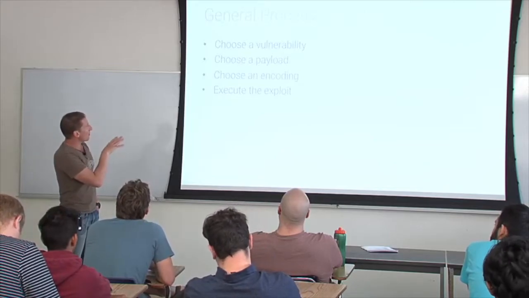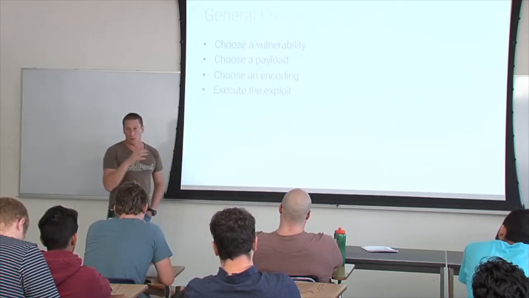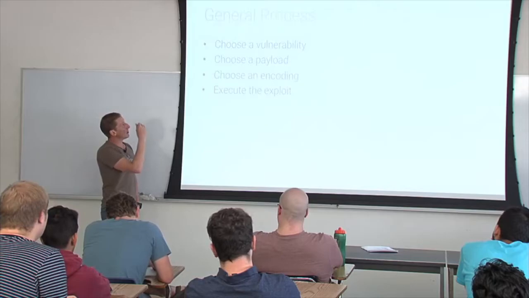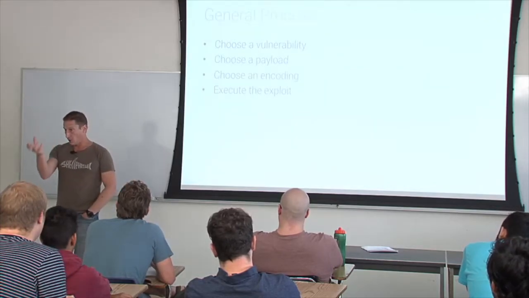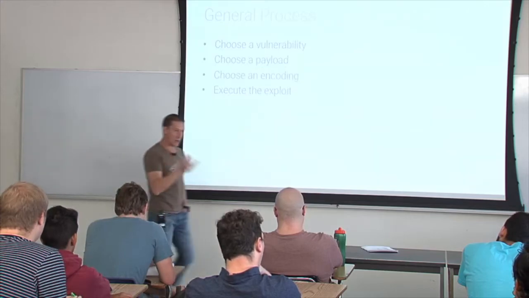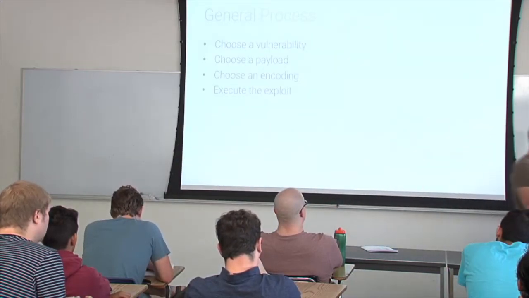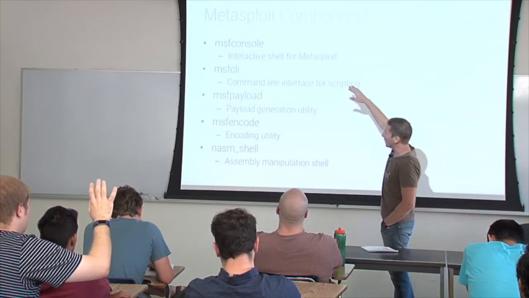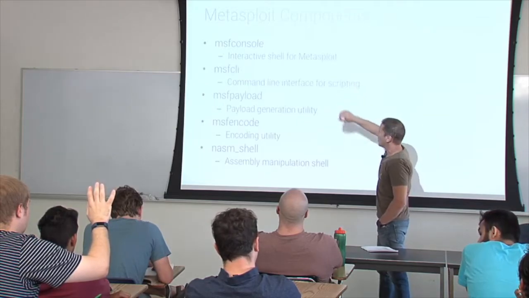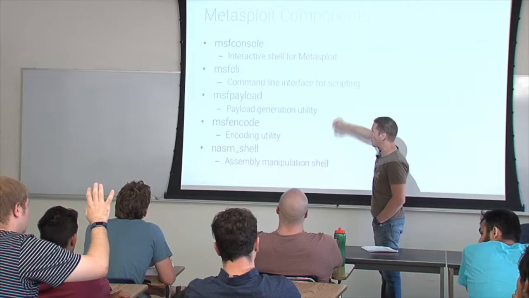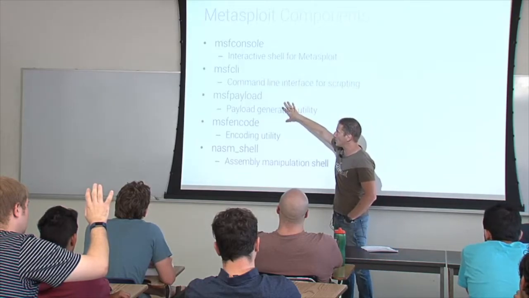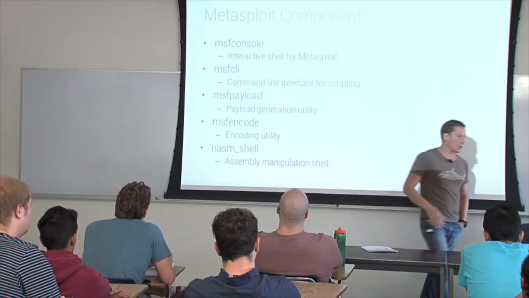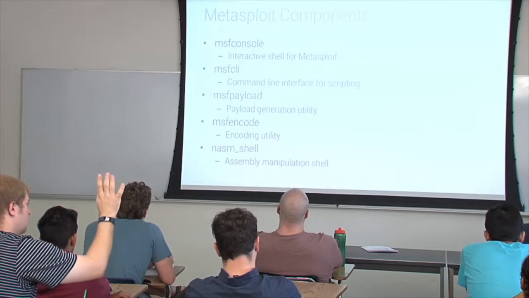So the general problem, when you're exploiting something, is that you find a vulnerability, okay? And this is what is supported by Metasploit. You choose a payload, something that you want to send to the other side. You choose an encoding, and you execute the exploit. Metasploit supports you as a framework through this. There are a bunch of different components. The console is the interactive console. You can also use the command line interface if you want to do scripting. You can also use separately the component to generate payloads, and then do encoding or manipulation of shellcode.